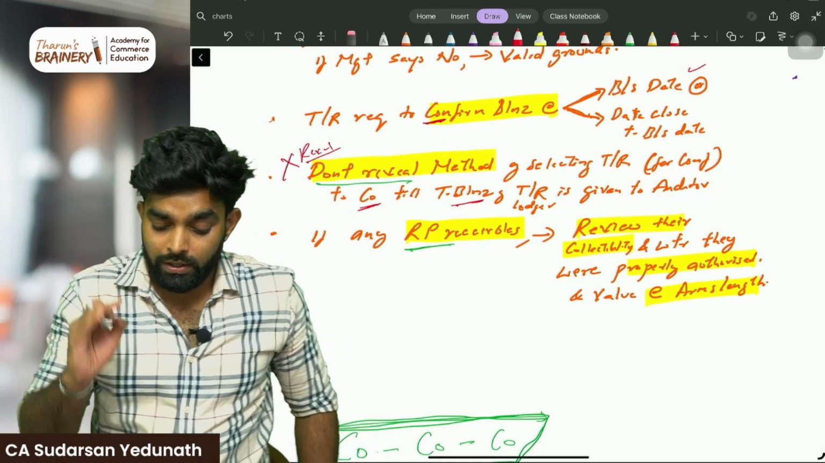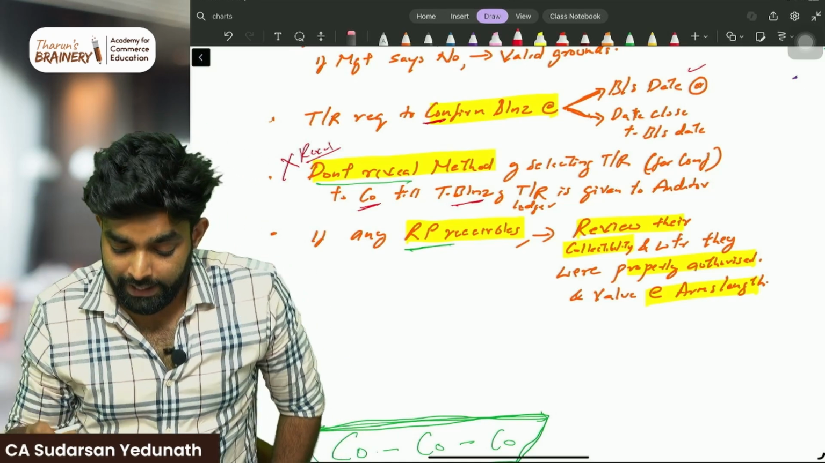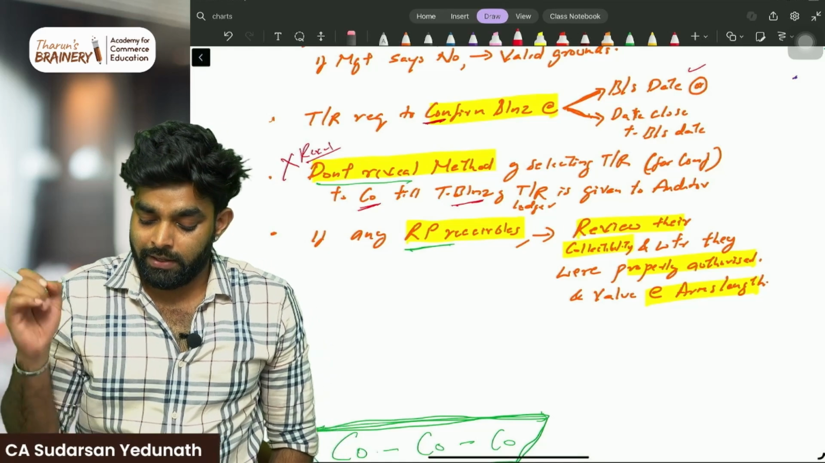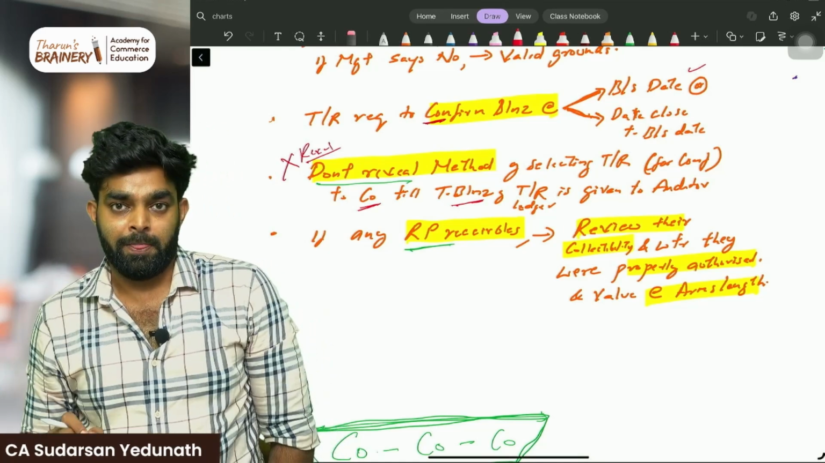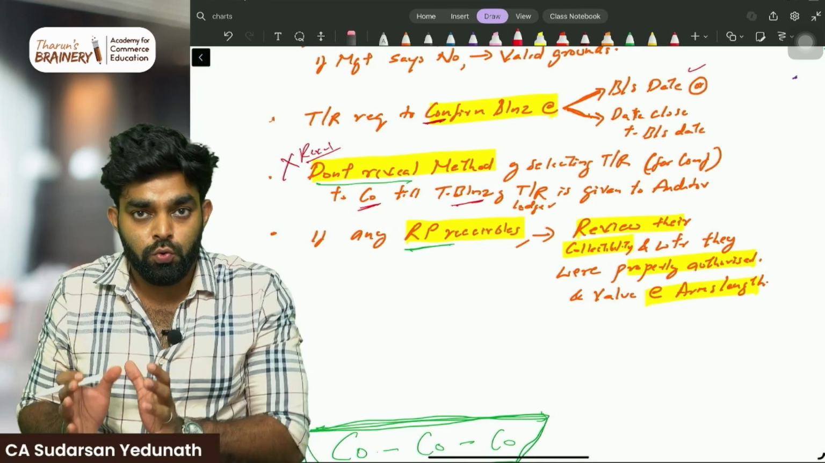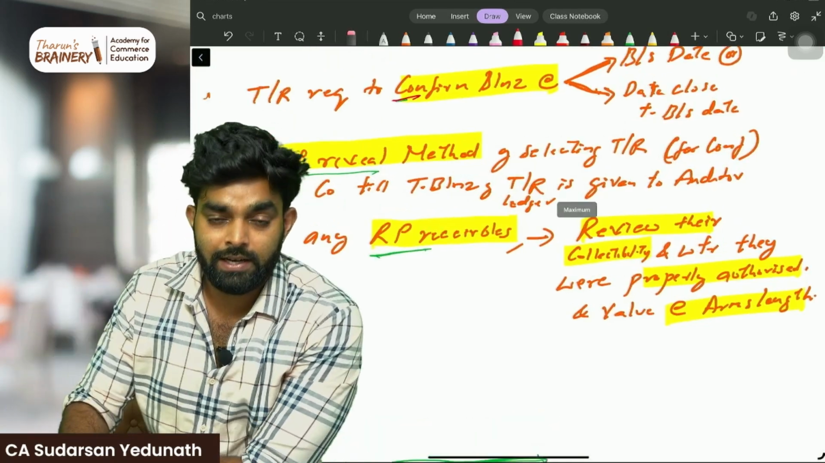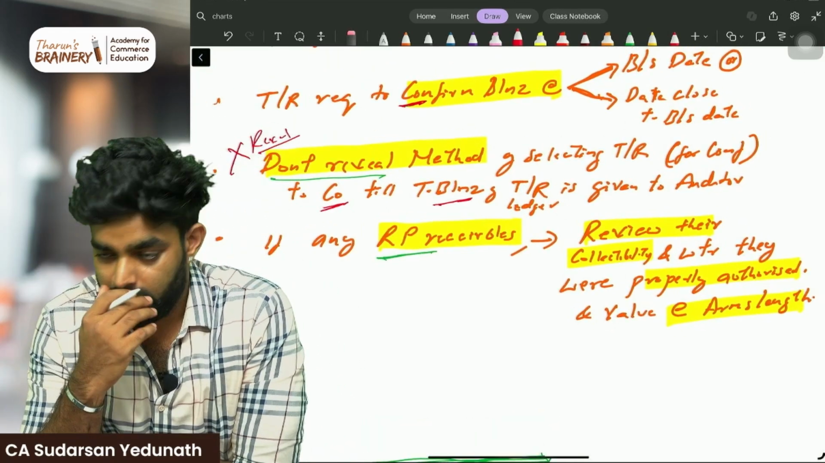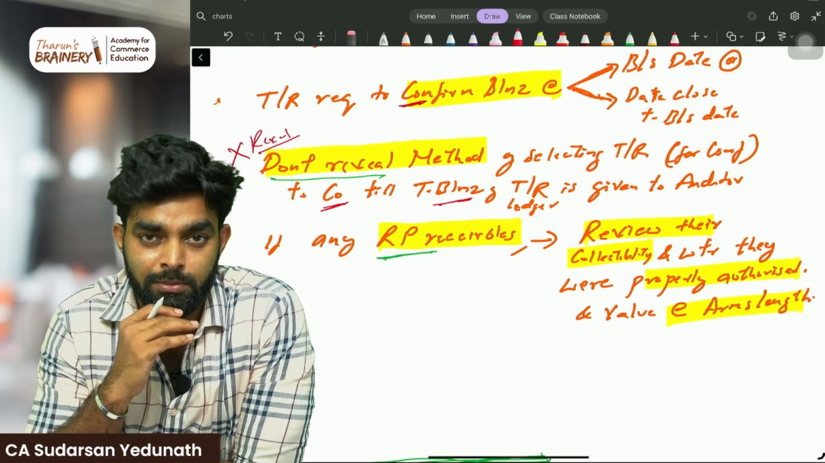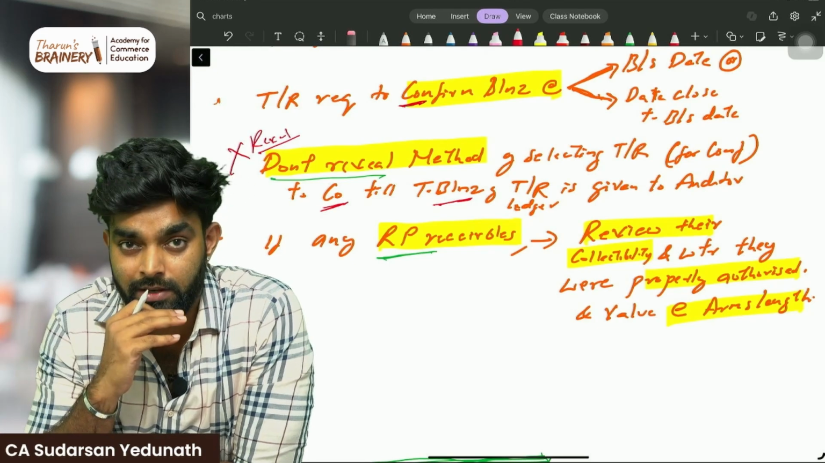Got it? Don't reveal the method of selecting the trade receivables to the company till the trial balance of the trade receivable is given to the auditor. There are many methods that an auditor will choose to select the trade receivable for audit procedures. Don't reveal those methods to the company until they give us a trade receivable report, until they give us a trial balance.